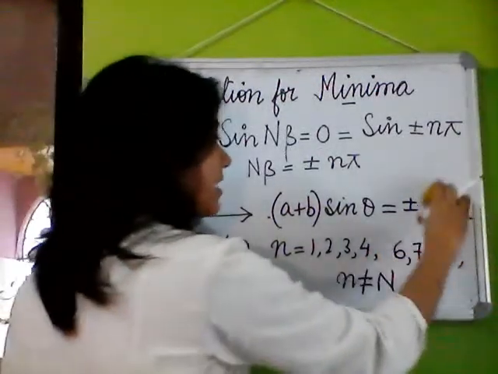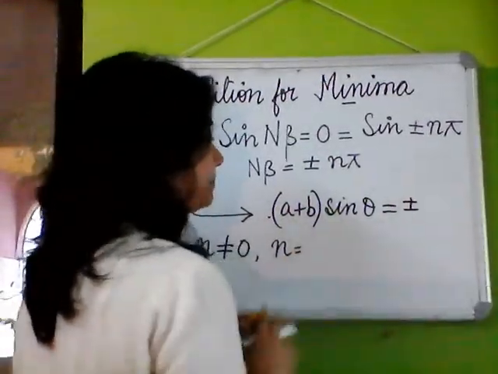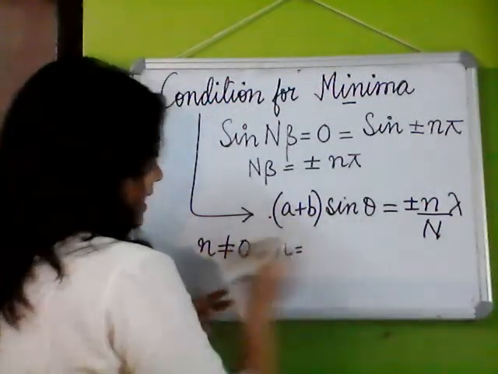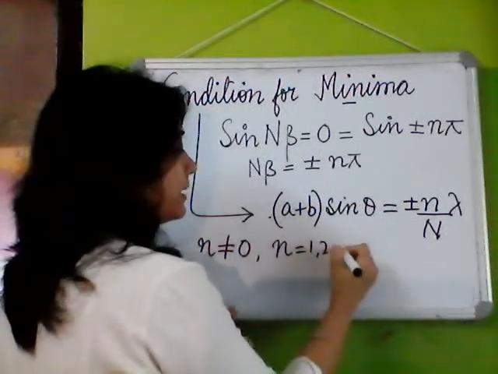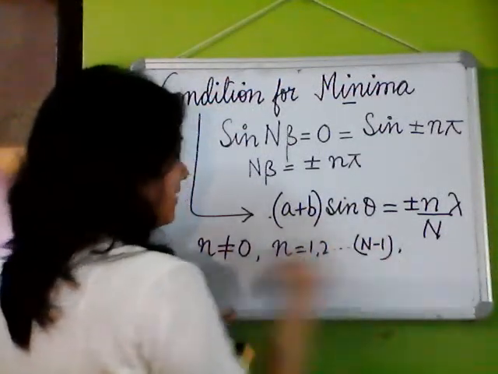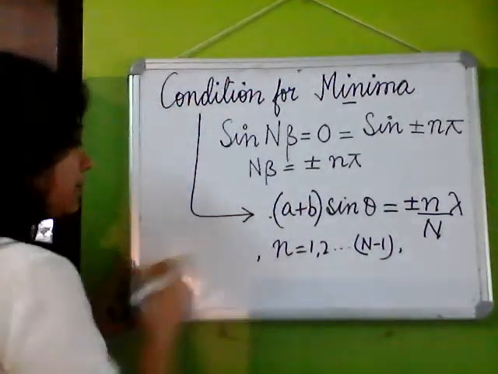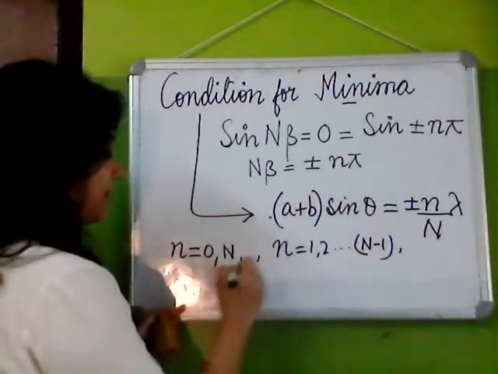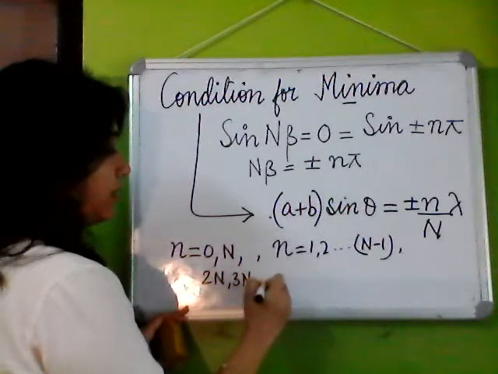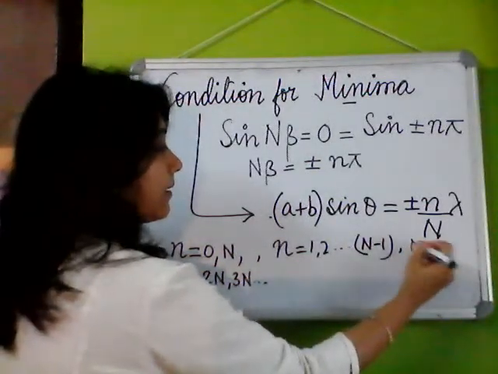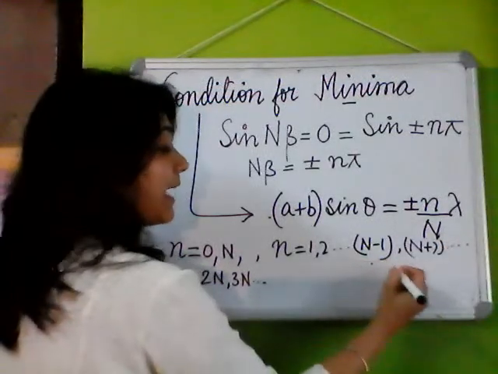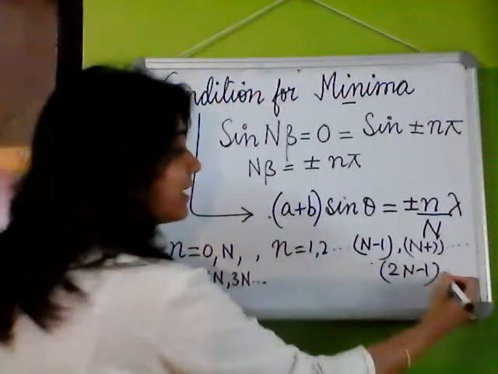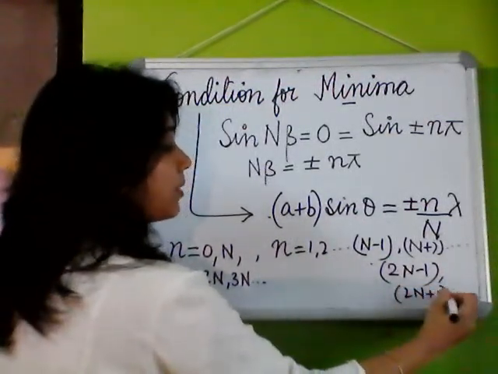Like this, if we write a generalized formula, n by capital N into lambda, what are the values of this n? n can be 1, 2 till N minus 1. N value is not allowed. What are the not allowed values? The not allowed values are 0, N, 2N, 3N and so on. Whereas allowed values are N plus 1, and like this we can go on. Again we will have it only till 2N minus 1, 2N will not be allowed. And again we can have 2N plus 1 and so on.